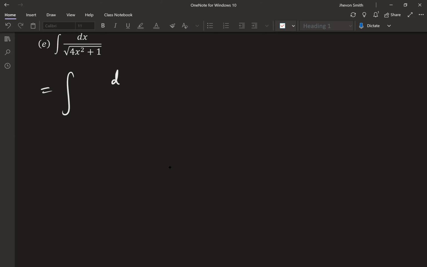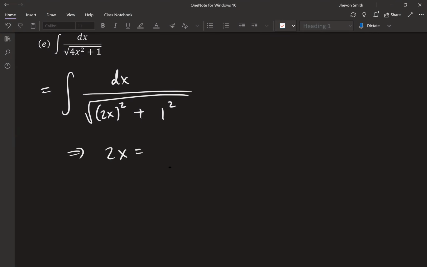This you'd realize is 2x all squared plus 1 squared. So the inside, that's your variable. The 2x is like your x from the table. So it's x equals a tangent theta. So that is the correct trig substitution, right?